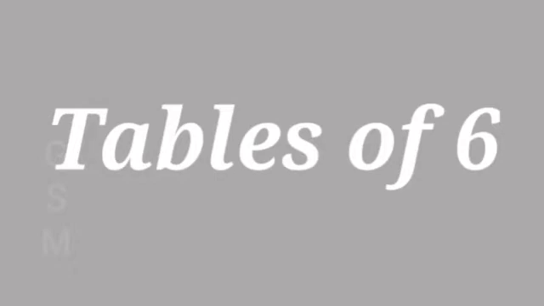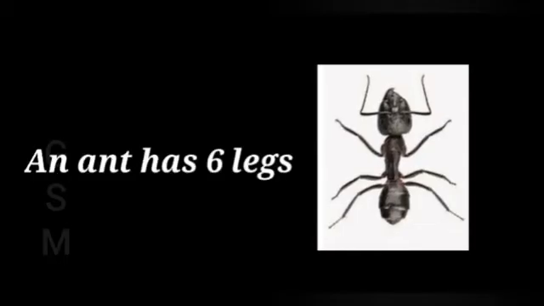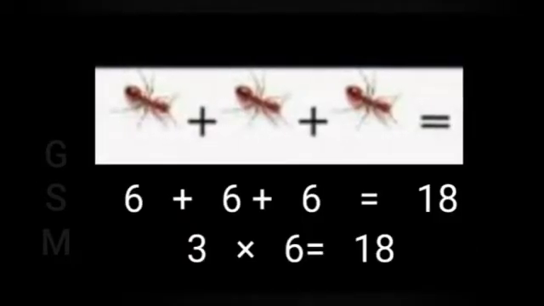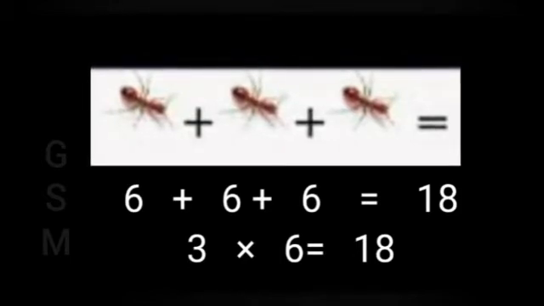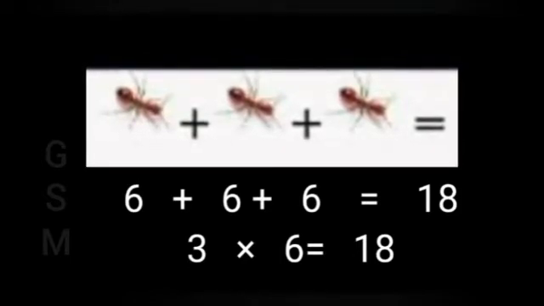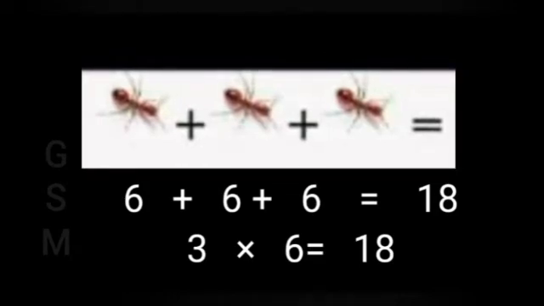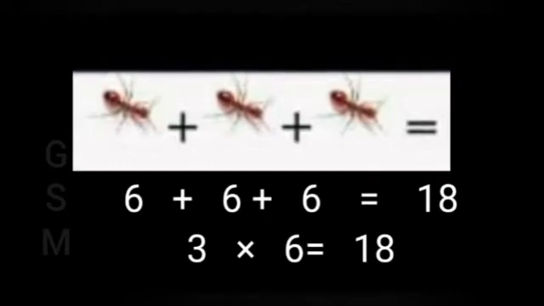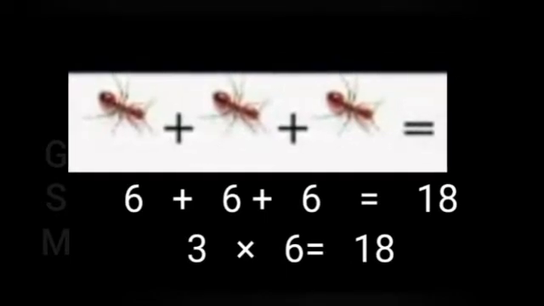Say, for example, how many legs does an ant have? How can we find the number of legs of 3 ants? Look at this. An ant has 6 legs. To find the number of legs of 3 ants, we have to add 6 three times. That means 6 plus 6 plus 6 equals 18. The multiplication sentence is 3 ants into 6 legs. So each ant has 6 legs, so 3 into 6 equals 18, 3 sixes are 18.